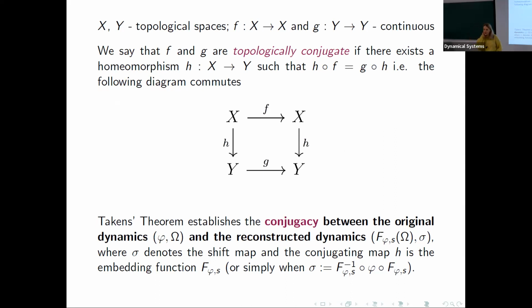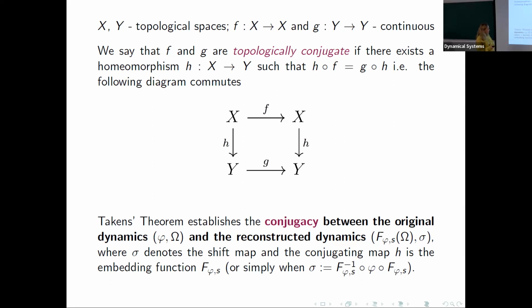What was actually the most important for us was the fact that Takens' embedding theorem establishes a topological conjugacy between the original system that we don't know and the system that is reconstructed, which lives in a D-dimensional Euclidean space, provided that D is large enough. And the conjugacy is given by the embedding map.